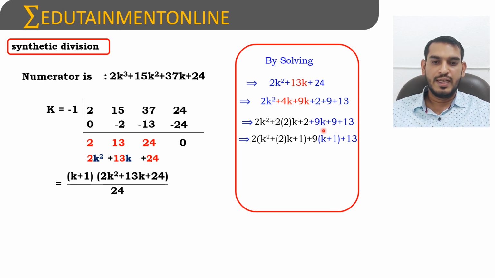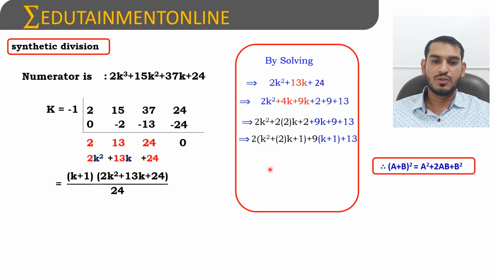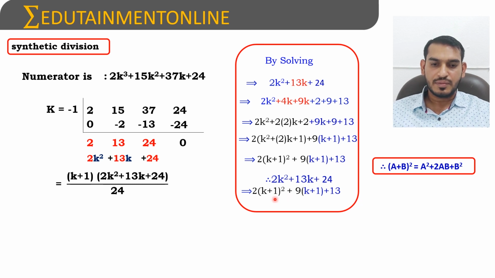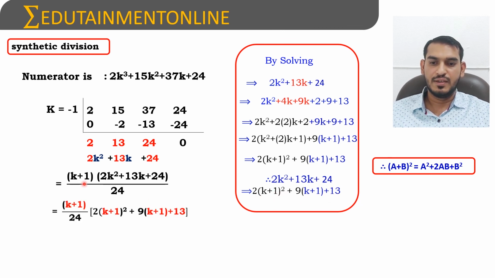So in this 9k plus 9, we can take 9 common, and in the first two terms we can take 2 common. So that will be k square plus 2k plus 1. So this is nothing but (k plus 1) whole square. So we can write this as 2 into (k plus 1) whole square plus 9 into (k plus 1) plus 13. So 2k square plus 13k plus 24 can be written as 2 into (k plus 1) whole square plus 9 into (k plus 1) plus 13.